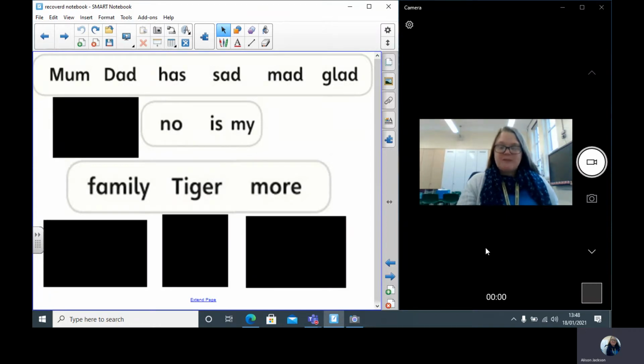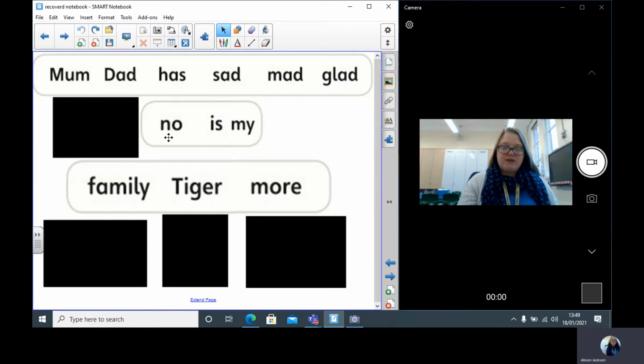So let's start off by just recapping the words that we did last time. So we've got our decodable words, off we go. Mum, ad, dad, as, has, sad, ad, mad, glad.